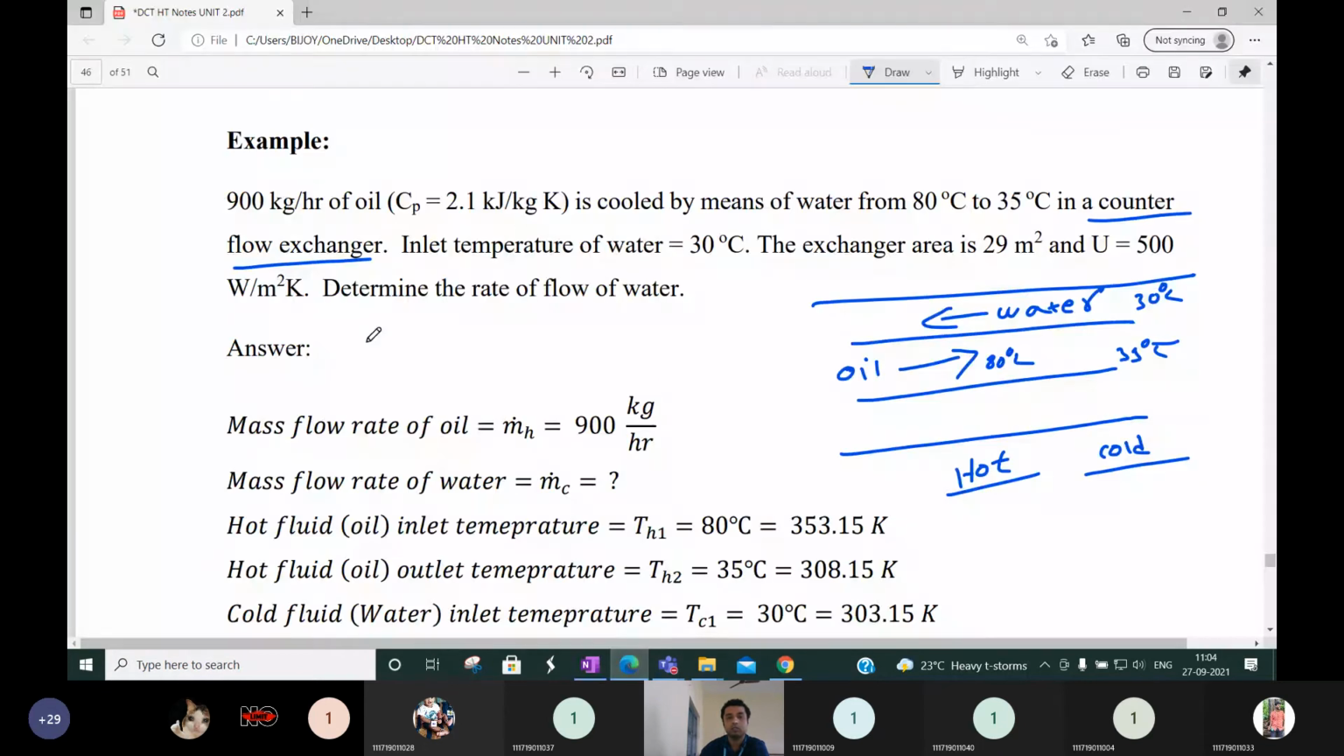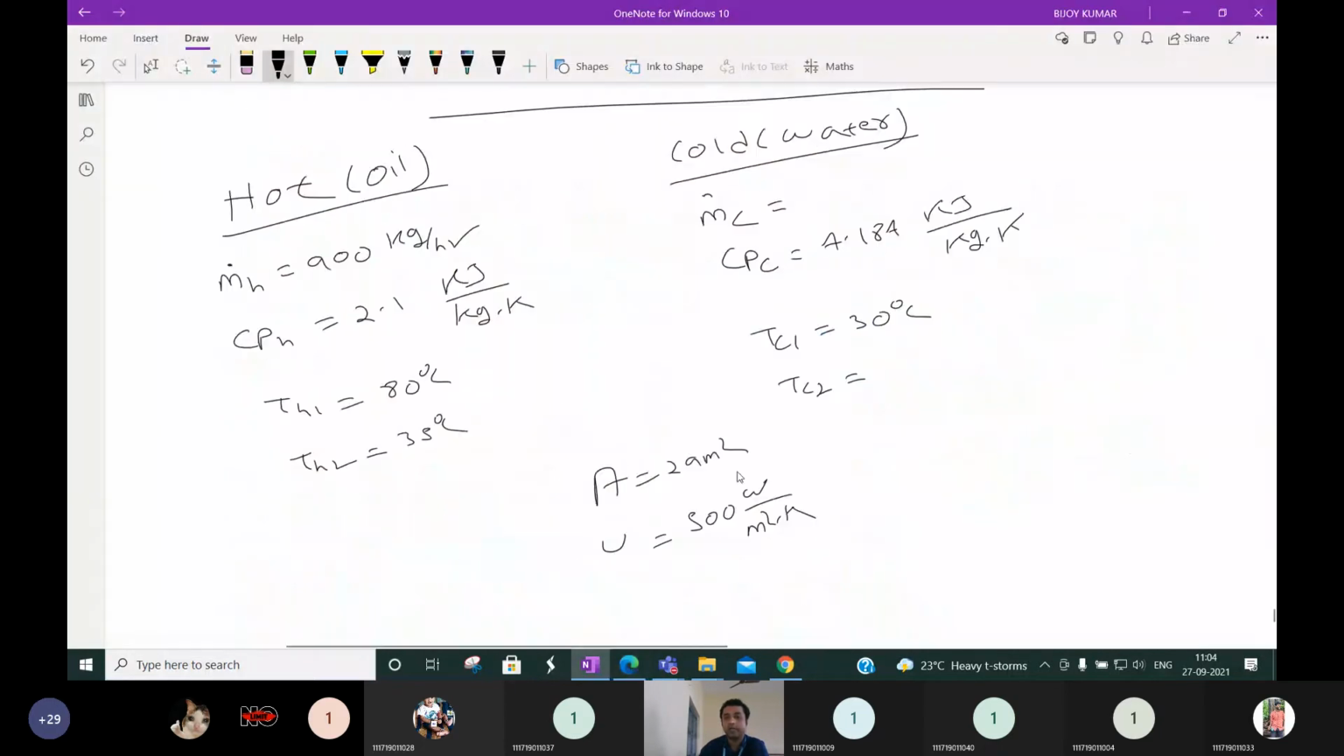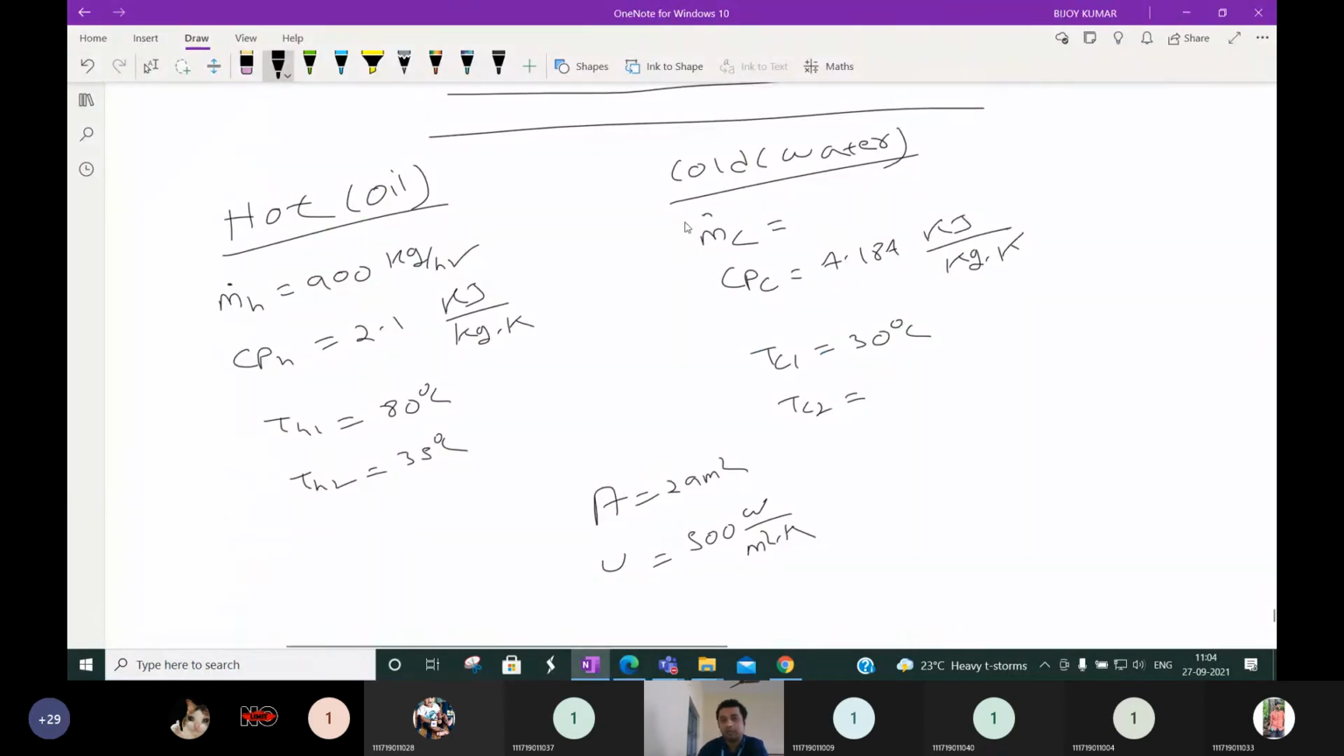U is 500 watt per meter square. Determine the rate of flow of water. The rate of flow of water means this m dot c we have to calculate. Okay, what is this value? It is asked. Very simple.